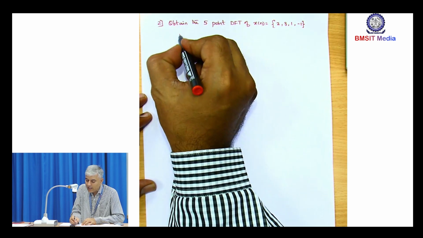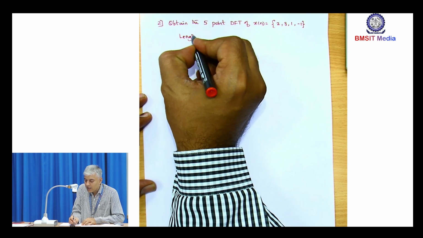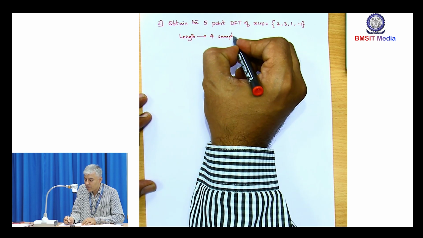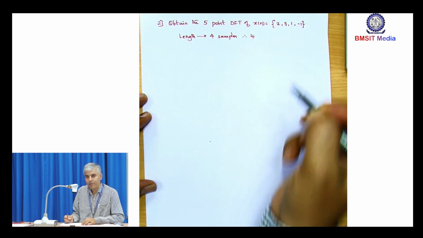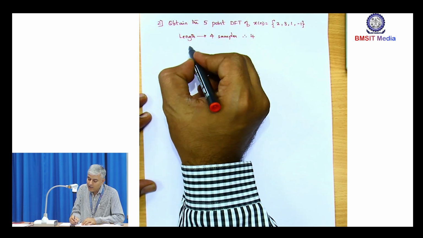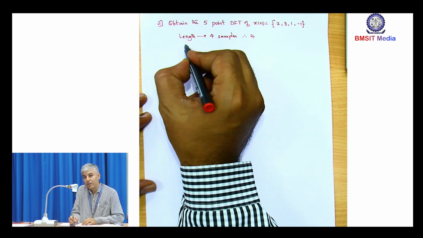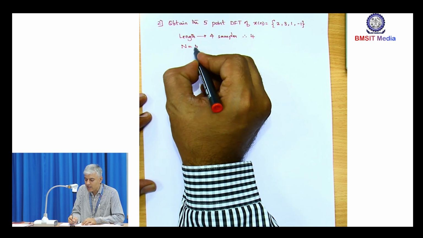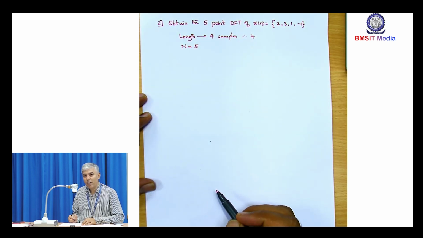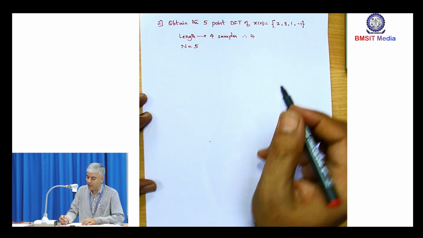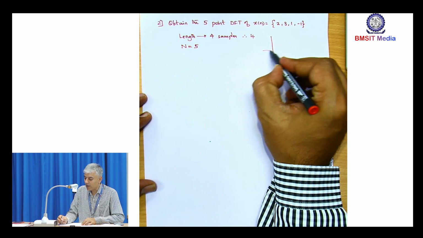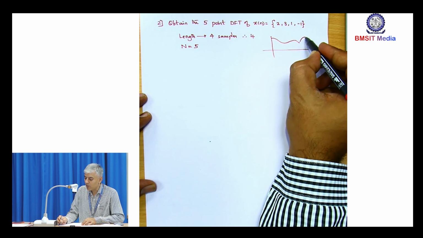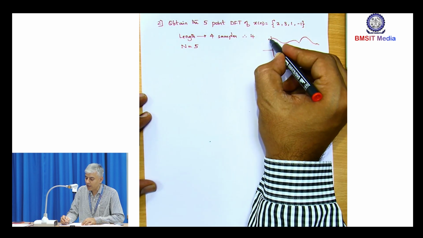What is the length of the signal? The length of the signal happens to be only 4 samples. Therefore, length is 4. What is the length of the DFT that has been asked? Here n is given as 5. That is, you have to obtain the 5-point DFT. What does it mean? Let us plot that Fourier transform. This can be one cycle, and it continues this way.